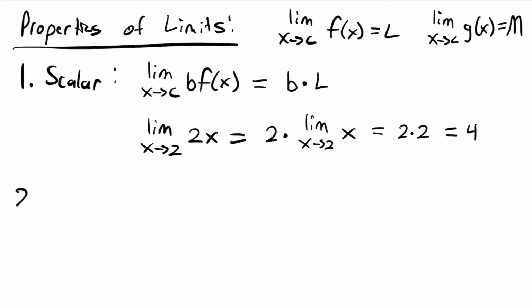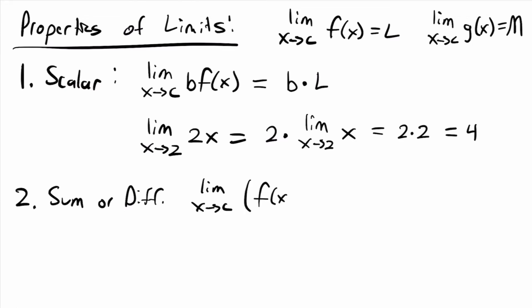Our second property has to deal with sums and differences. This one says that if we have a limit as x approaches c of a function plus another function, in this case f of x and g of x, then that would be equal to their limits summed.